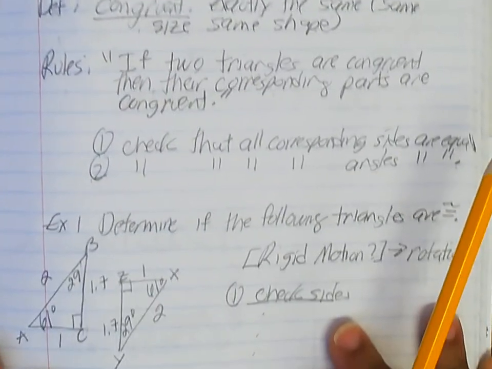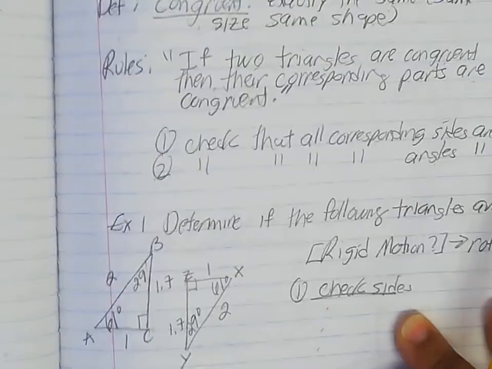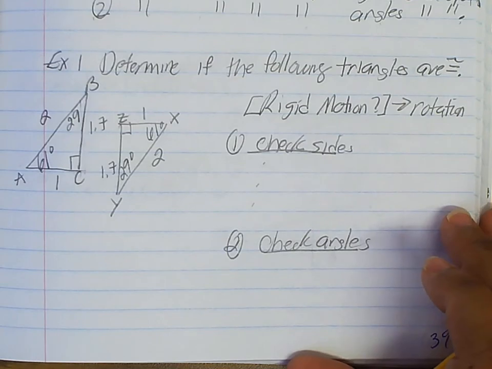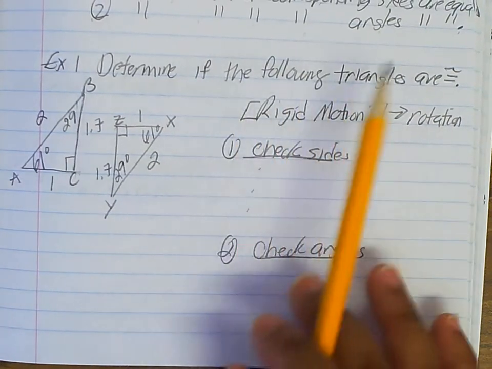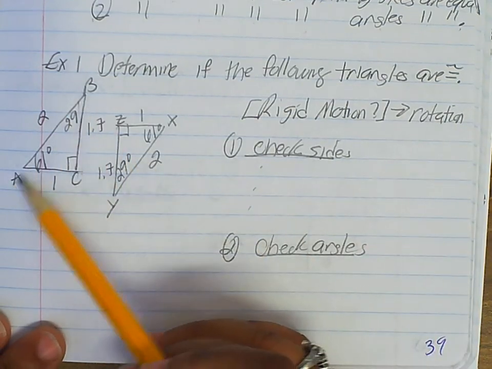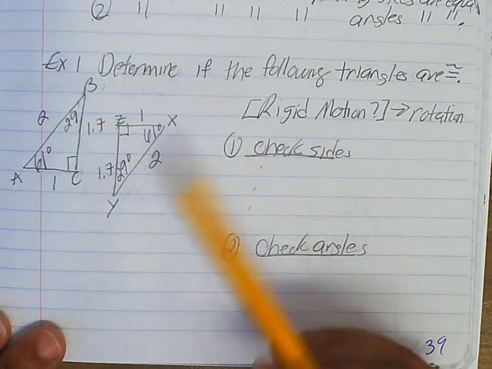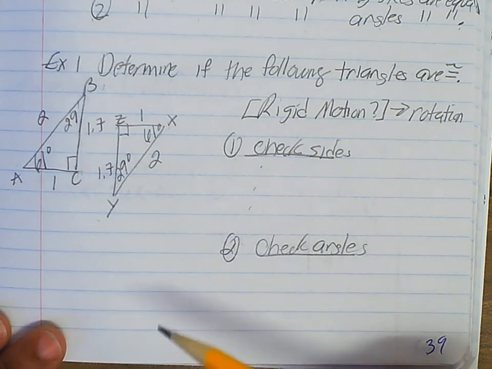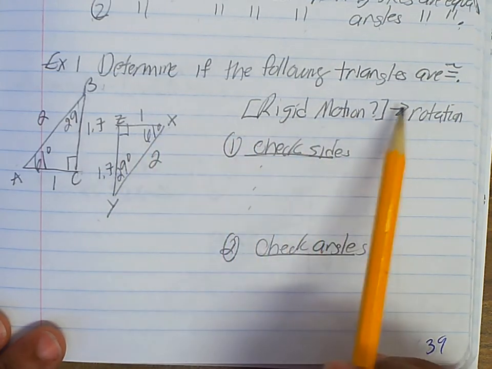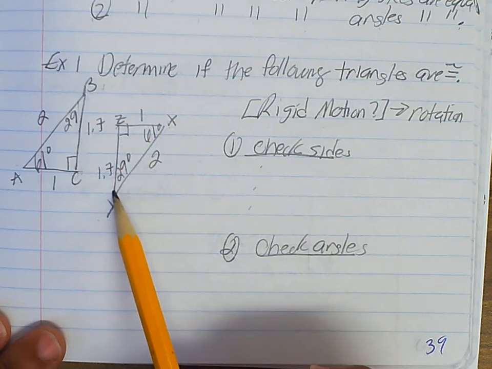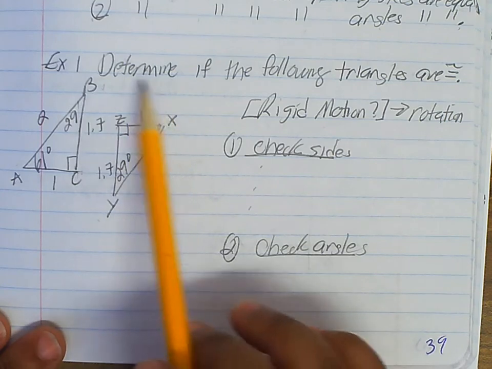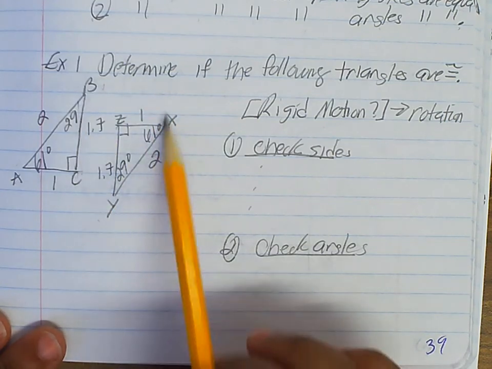Okay, so here's my first example. Example 1, determine if the following triangles are congruent. So I have my triangle ABC. I have another triangle XYZ. It says rigid motion. Is it rigid? Well, technically, you can rotate it. If I was to turn the second triangle around, it'll be the same as the other one. So you can turn it.